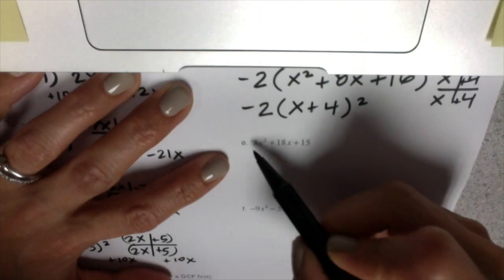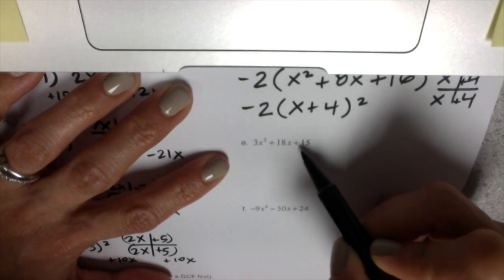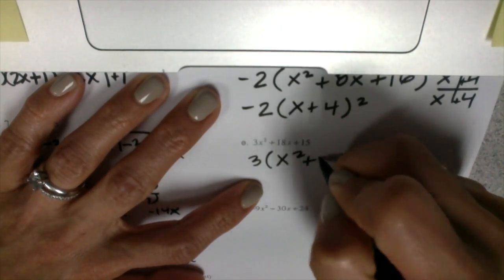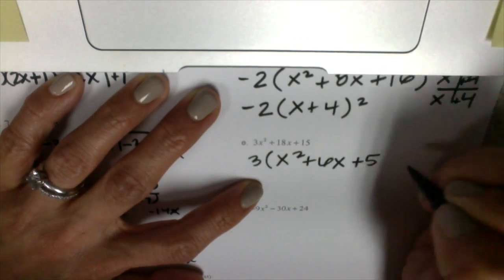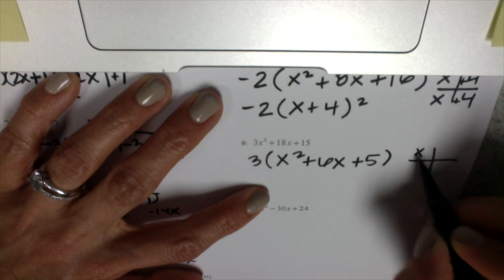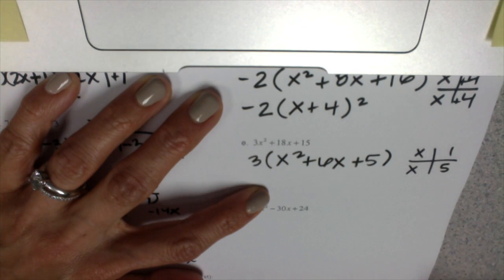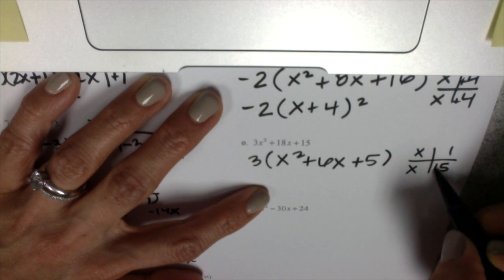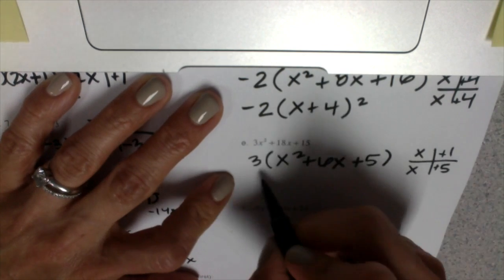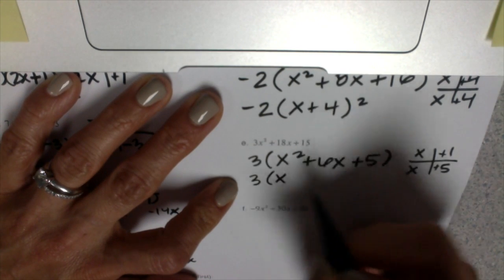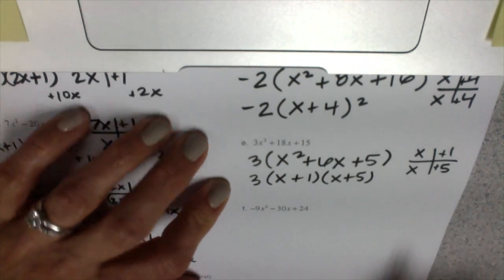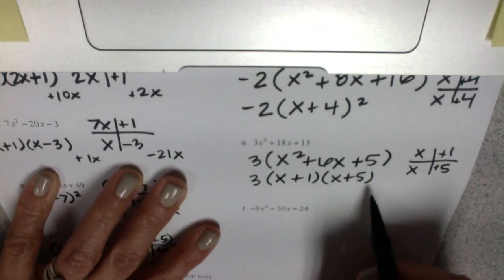For part E, it says 3x squared plus 18x plus 15. Let's factor the 3 out. You're left with x squared plus 6x plus 5. And again, this will factor using the t-chart. You can go x, x, 1 times 5. And these will both need to be positive. So 5x and 1x does combine to make a positive 6x. So we go 3 times the quantity x plus 1 times the quantity x plus 5. And there's your final answer right there.